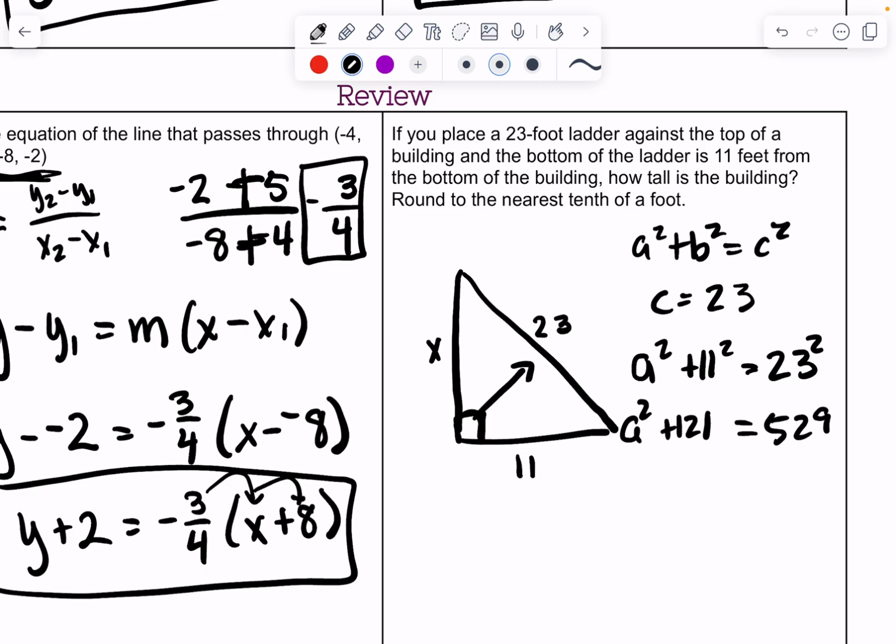We're going to subtract 121 on both sides. And we get that A squared equals 408. Now we want to take the square root of both sides. And it said in the directions, we want to round this to the nearest tenth of a foot. So I'm guessing this is not going to be a pretty whole number.